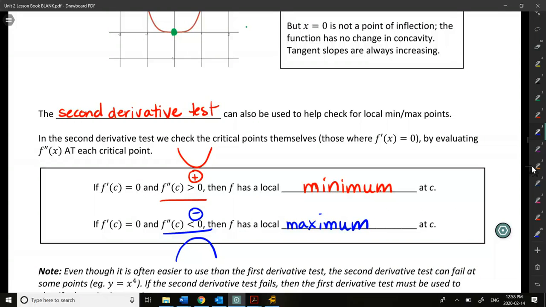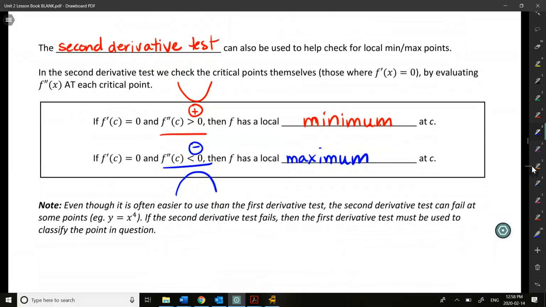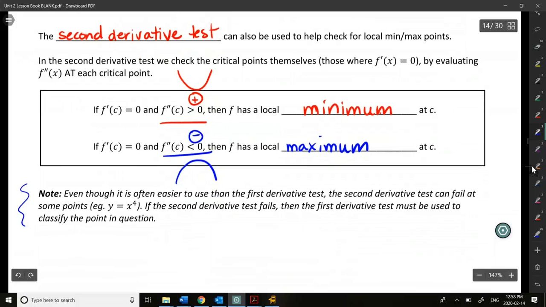However, sometimes this test does fail. If we happen to plug a critical number into our second derivative and we get 0, that means the second derivative test has failed and we need to resort to using the table from the first derivative test. Okay, so there's a little note for that. If we plug a critical number into the second derivative and it equals 0 rather than a positive or negative number, then the test fails.